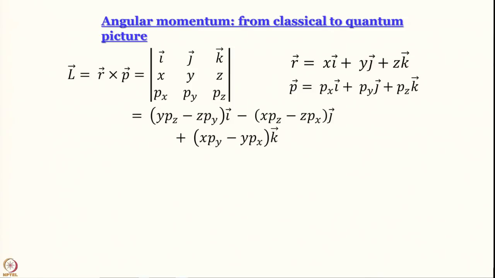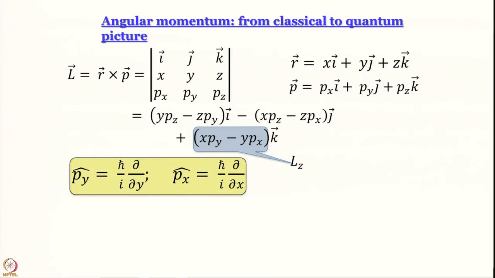Now tell me, what is the z component of angular momentum from this expression? Along z you have k vector. So, the z component of angular momentum will be x p y minus y p x, that is your L z. So, how do I construct L z operator? It will be the same thing, x hat times p y hat, without forgetting that these are operators, minus y hat times p x hat.